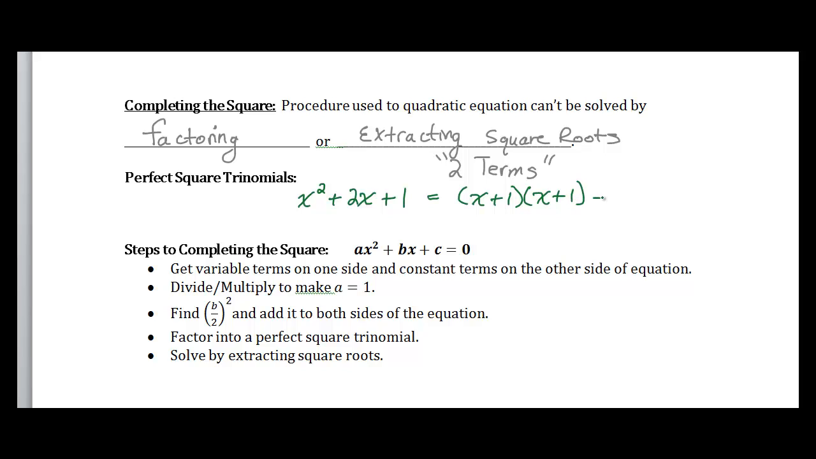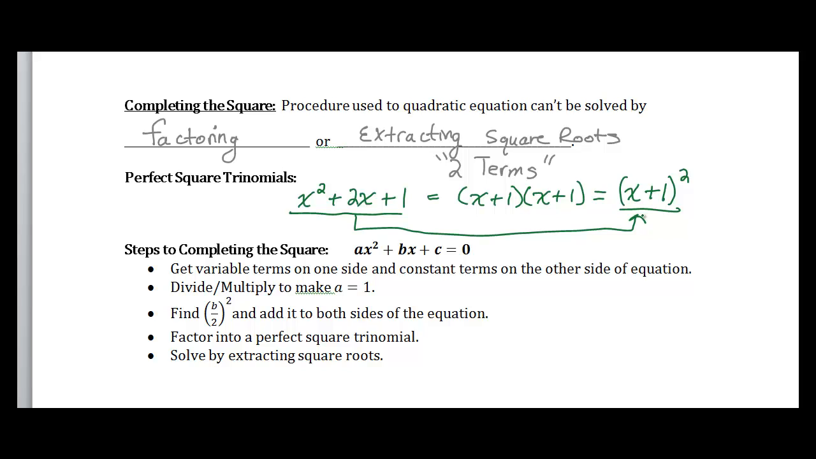And of course, when we have 2 things that are the same and we're multiplying them, we can just say that that's squared. So this is the same thing as x plus 1 squared. This is what we call a perfect square trinomial. Every single solitary perfect square trinomial factors into a squared binomial.